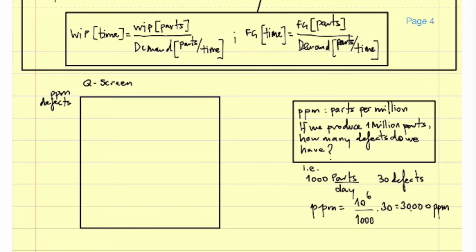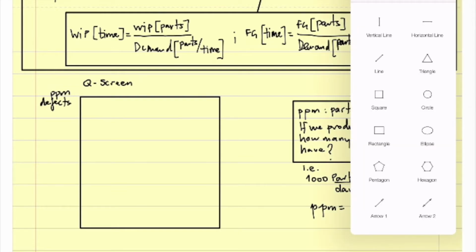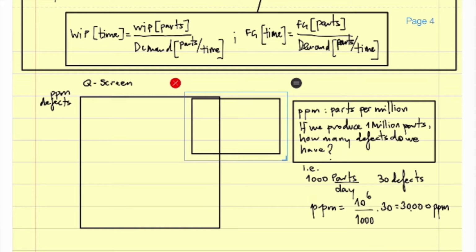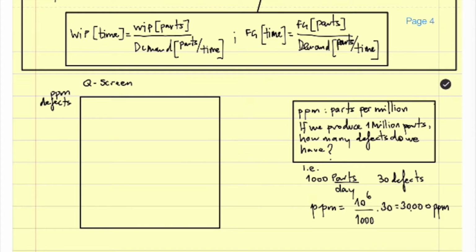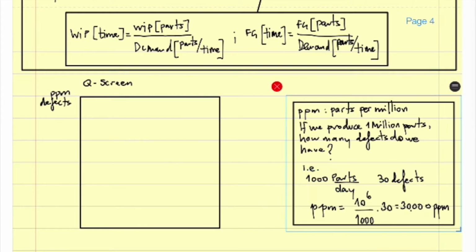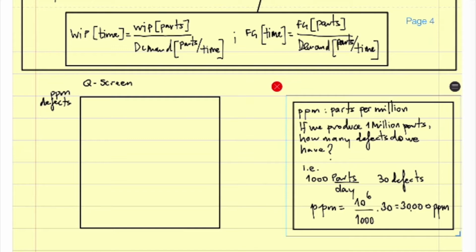Parts per million. It's a way to represent the defects in a facility. Is it clear, Katarina? Is it clear, everyone? Okay, so I guess yes. If no, let me know. Okay. So we copy what we have.